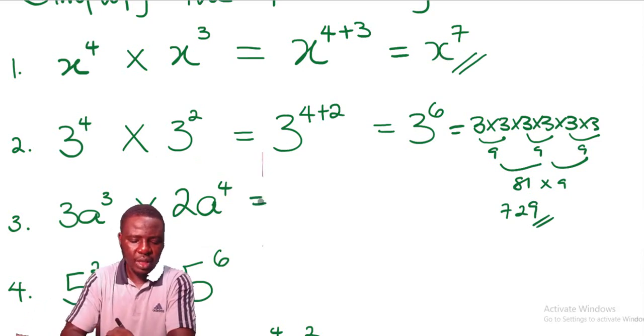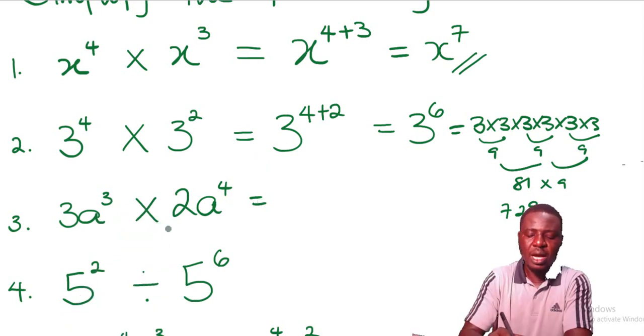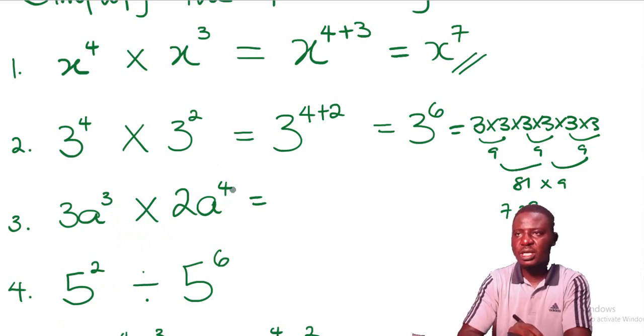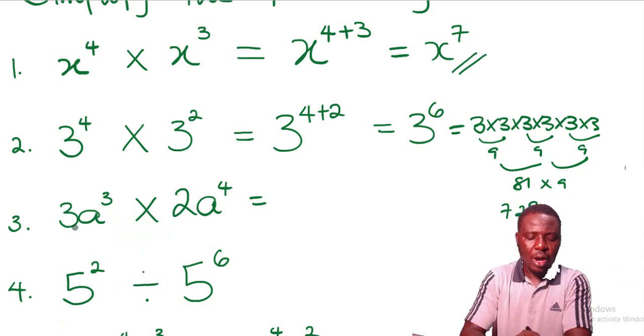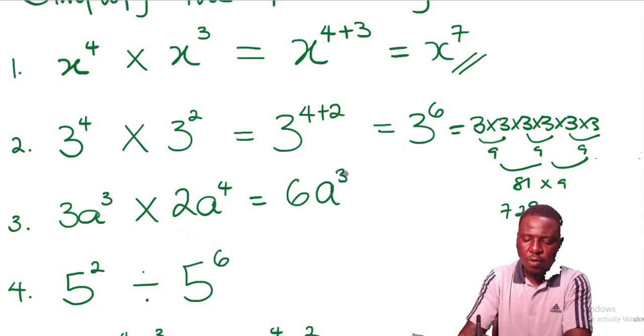Question number 3 says 3a cubed multiplied by 2a raised to the power of 4. So just like what we did in the previous example, we are going to first of all multiply out the constants, that is 3 times 2, which is 6. Then we apply the law of indices where applicable, because their bases are equal. So this becomes a raised to the power of 3 plus 4, and this can be said to be 6a raised to the power of 7.